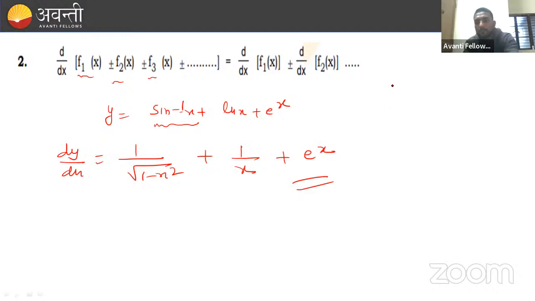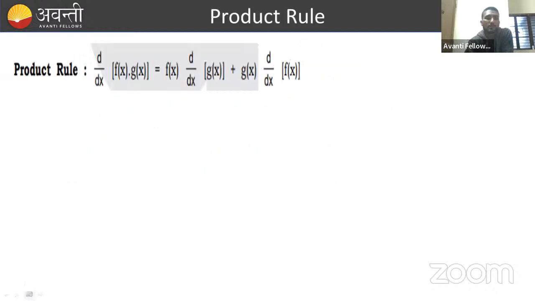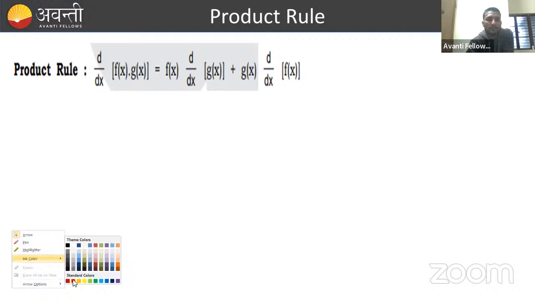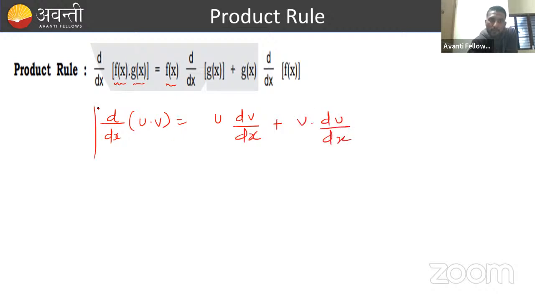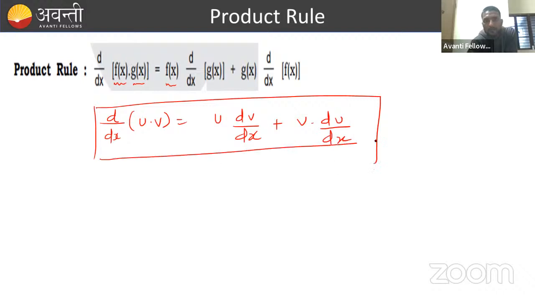Now we can see the product rule. The product rule is also very easy and rememberable. f of x into g of x: if two functions are in product form, we take one function and do the derivative of the other, and then take the other function and do the derivative of the first. In some cases you will see it as u into v: this is u, do the derivative of v, take v, do the derivative of u. So this is the product rule.